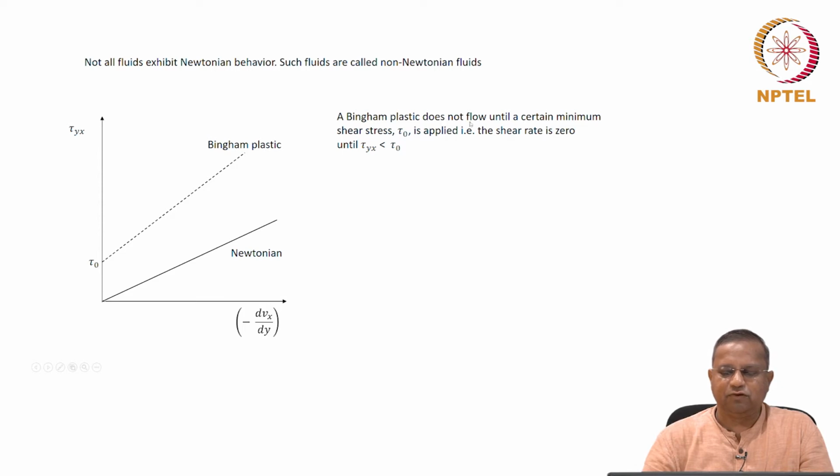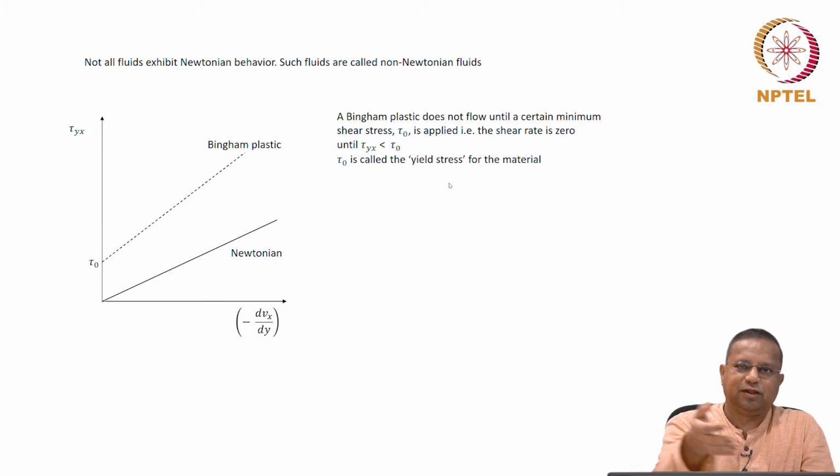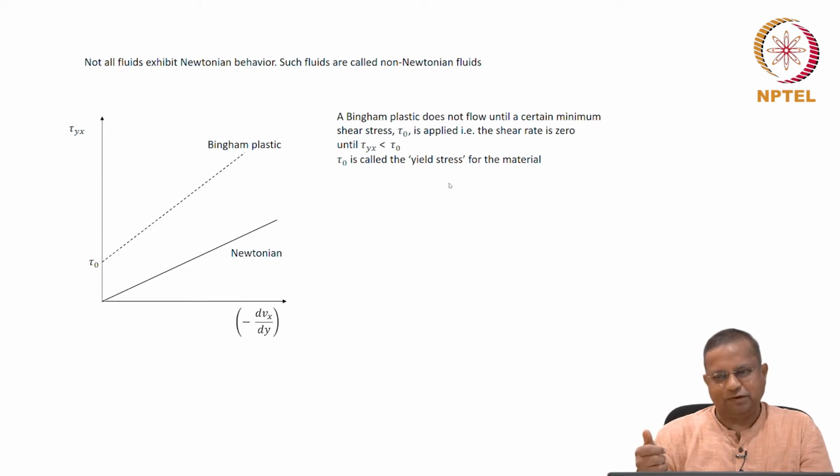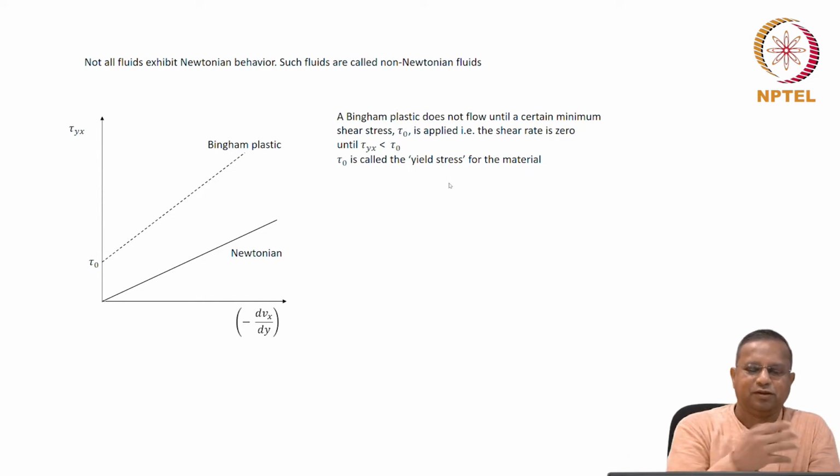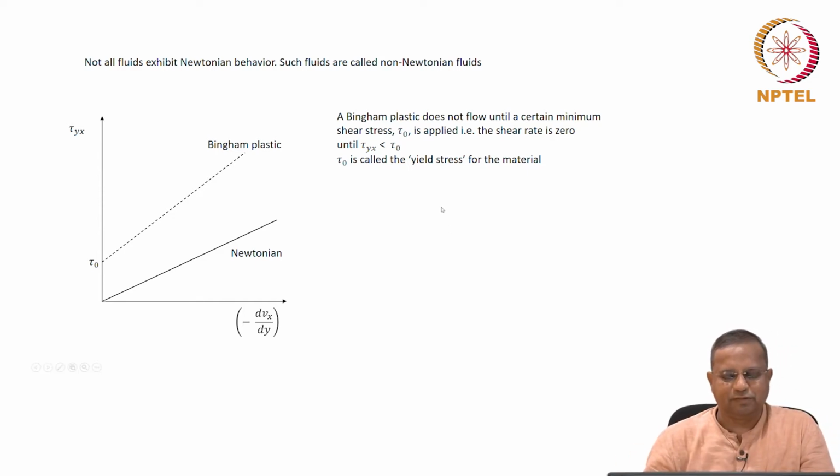The Bingham plastic does not flow until a certain minimum shear stress tau naught is applied. The shear rate is 0 until tau yx exceeds tau 0. Yield stress we talked about. And an example of such a fluid is the toothpaste that you use every morning. You take a toothpaste, you just keep it there, nothing is going to move out of the paste tube. You press it, you provide a certain yield stress. Once it crosses a certain yield stress, then it starts moving. So, that is a very standard example of a Bingham plastic, remember that.